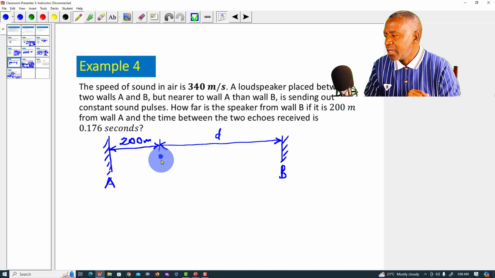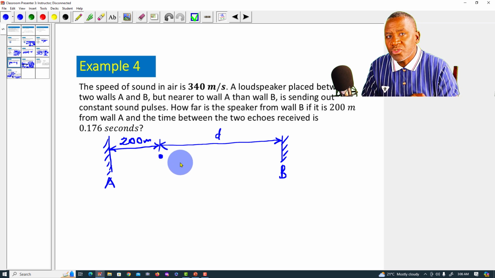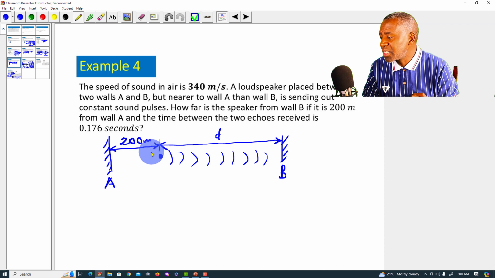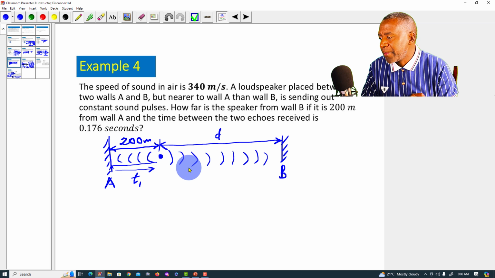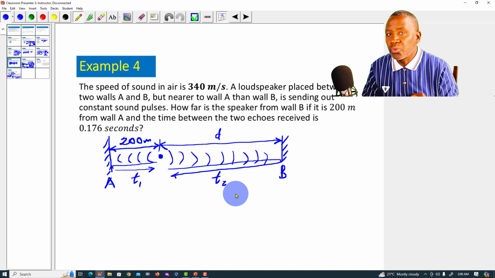Why two echoes? When sound is produced here, sound travels in all directions. So there will be sound traveling in this direction. There will also be sound traveling in this other direction. When it travels in this direction, hits the wall and then comes back, we can record the time it takes to receive the first echo. And then simultaneously, sound was traveling in this other direction, hits the wall, gets reflected, and comes back. And we record the second time, which is T2.